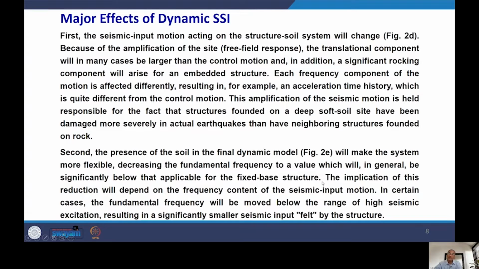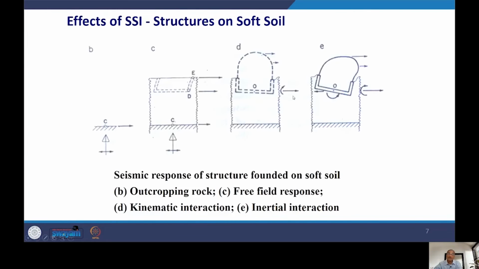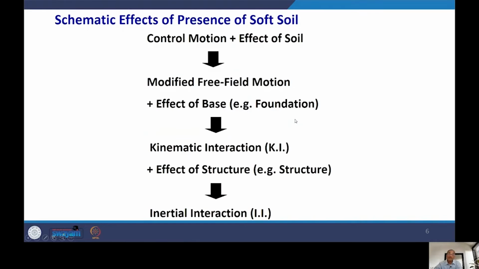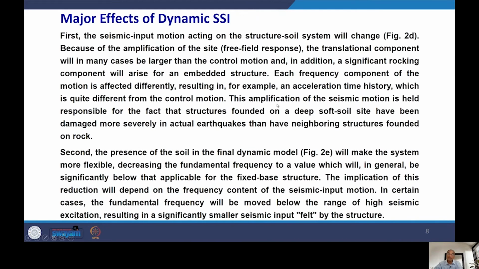This amplification of the seismic control motion is held responsible for the fact that the structures which are founded on a deep soft soil have been damaged more severely in actual earthquakes than have neighboring structures founded on rock. So what you could see is that there is an amplification in the translation component and rocking component. This amplification of seismic motion is held responsible for the structures founded on soft soil getting more damage compared to those structures founded on rocky sites.